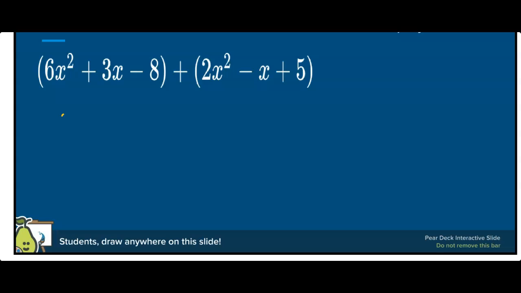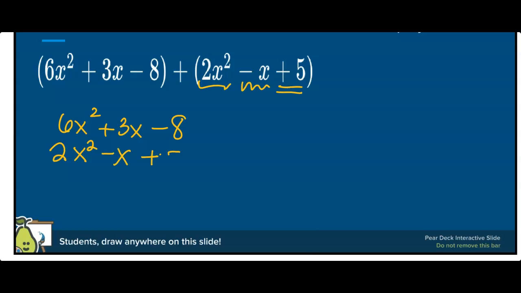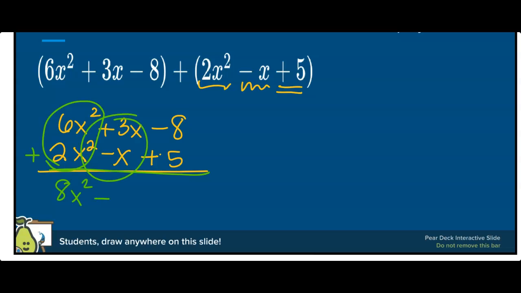So once again, I'm going to stack them up. 6x squared plus 3x minus 8. And then I'm going to put 2x squared under the 6x squared. The negative x under the 3x. And the positive 5 under the negative 8. Adding them up, I'm going to do 6x squared plus 2x squared, which is going to give me 8x squared. 3x and negative x will give me 2x. And negative 8 and positive 5 will give me negative 3.